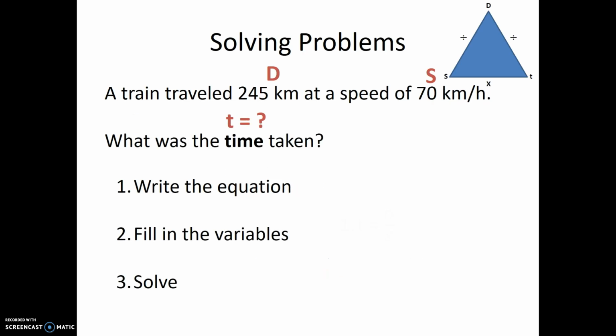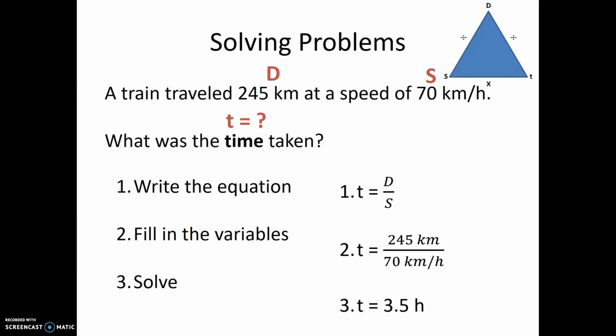All right, our equation: time equals distance over speed. So time equals 245 kilometers over 70 kilometers per hour. And when we divide that, we get time equals 3.5 hours.